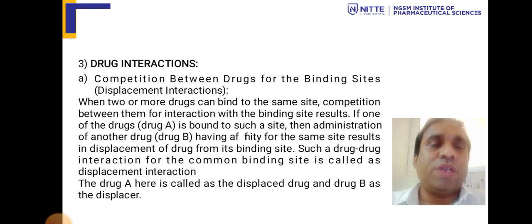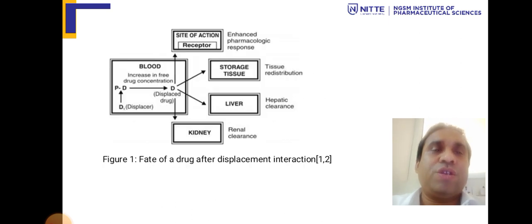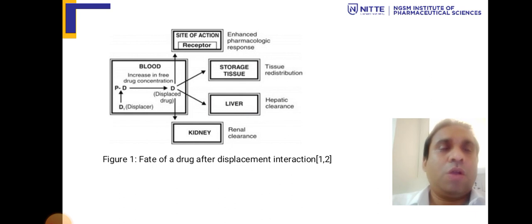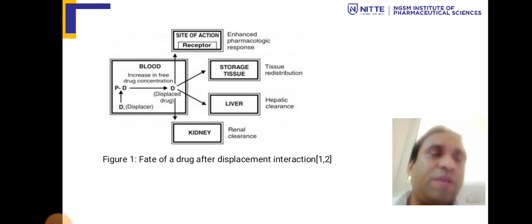Drug A is called the displaced drug and drug B is called the displacer. So this is a drug interaction because of competition. Now in this figure 1, which is taken from references 1 and 2, the fate of the drug after displacement interaction, we can see clearly in the blood the drug and protein bind together, then it is displaced.